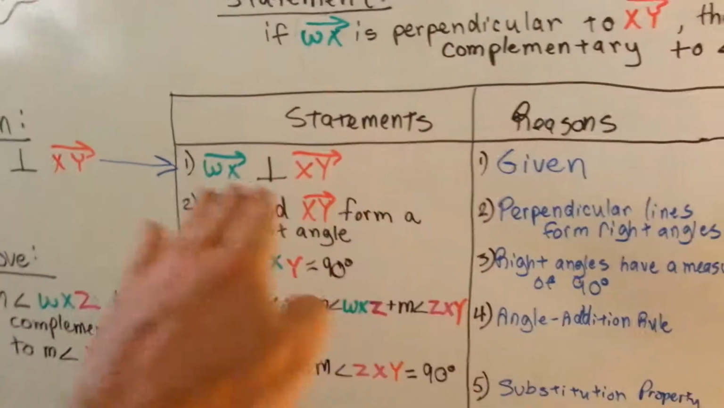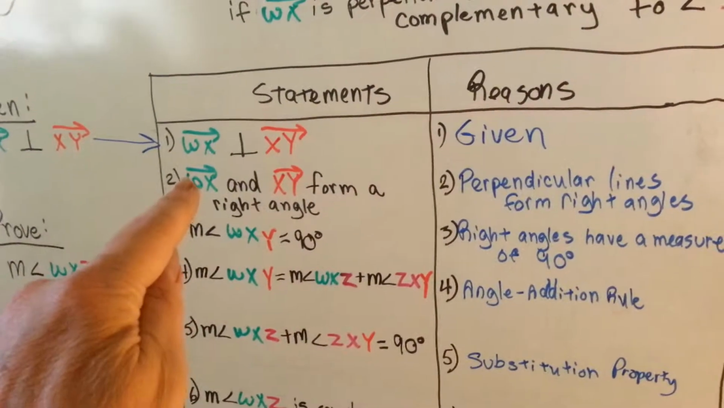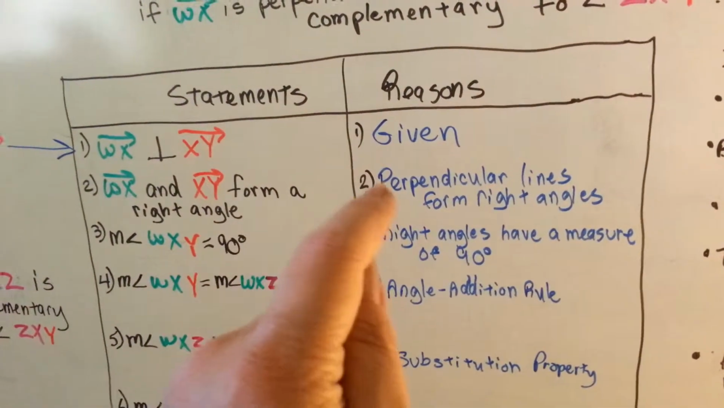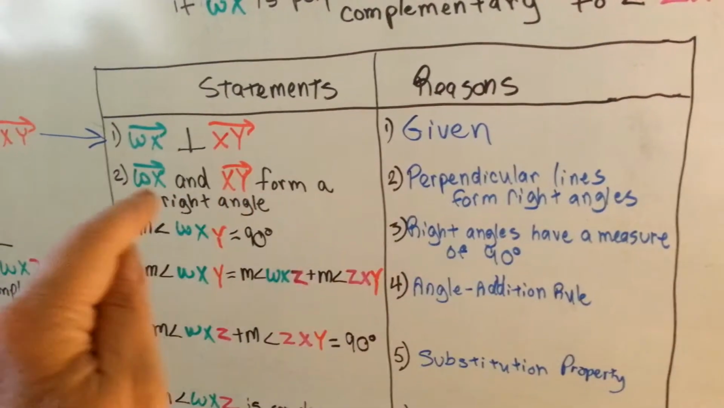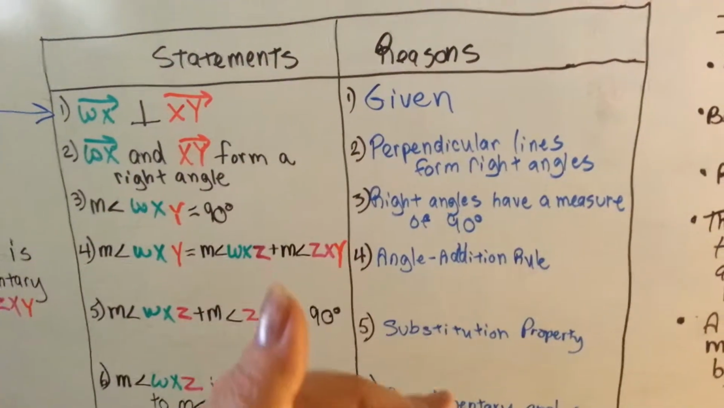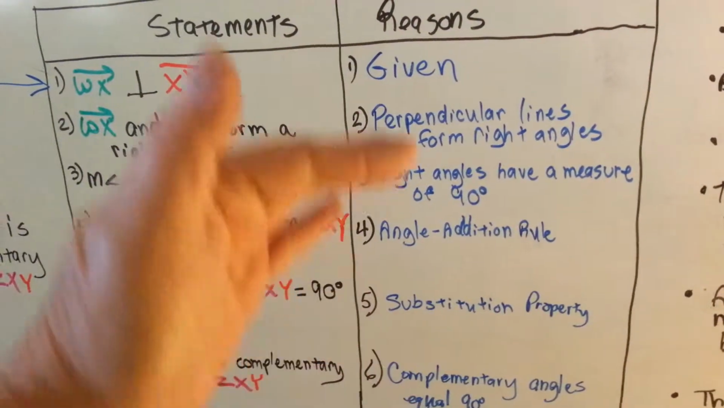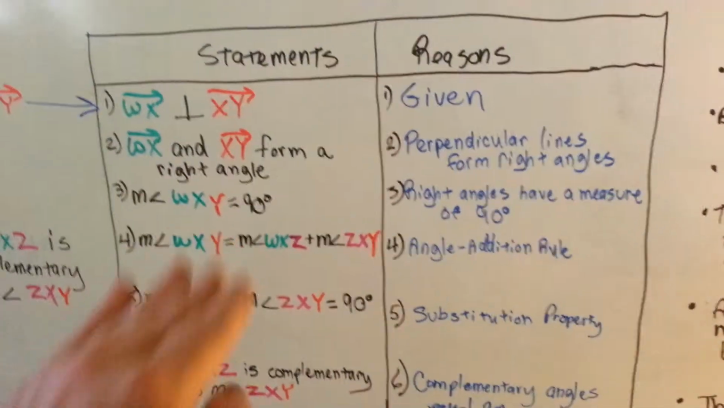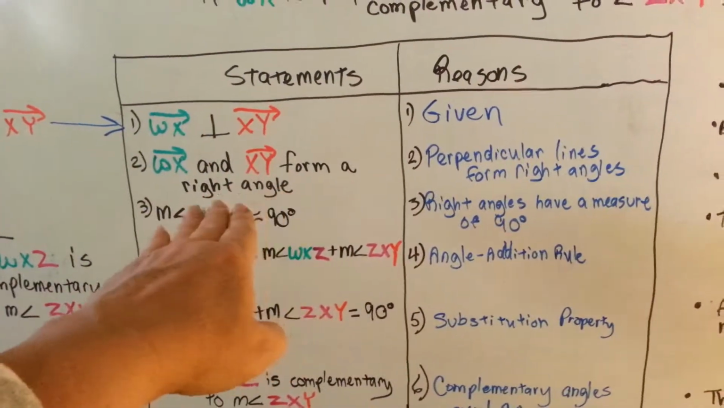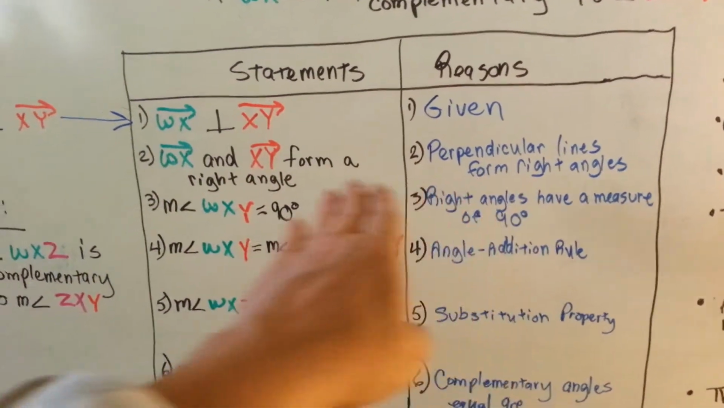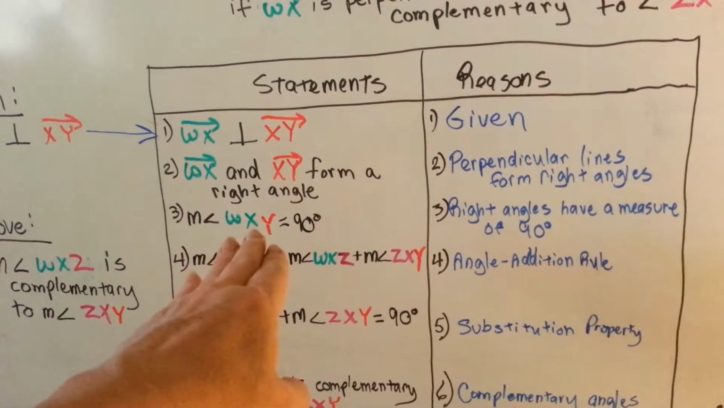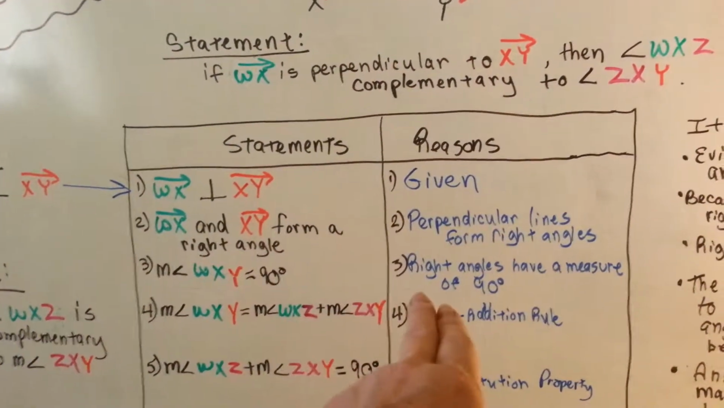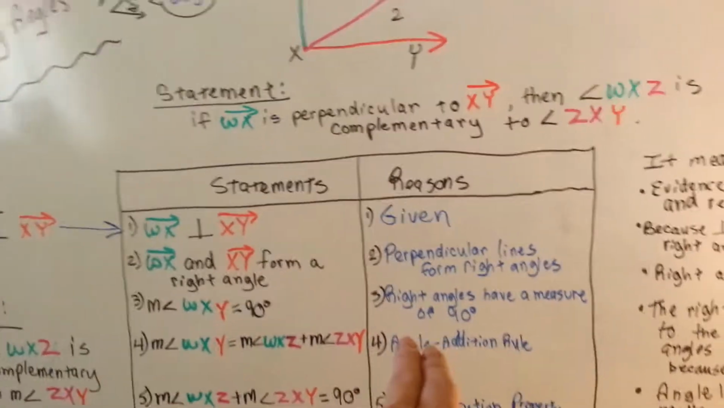So, because we know that these are perpendicular, we say that the green one and the red one form a right angle because of the perpendicular lines form right angles property, okay? So this is where your properties, theorems, principles, postulates, and definitions go to give reason why you're saying these statements, okay? So, because they're perpendicular, we know they make a right angle, because perpendiculars form right angles. The measure of WXY, the green and the red one, equals 90 degrees. Why? Our reason? Because right angles have a measure of 90 degrees, okay?